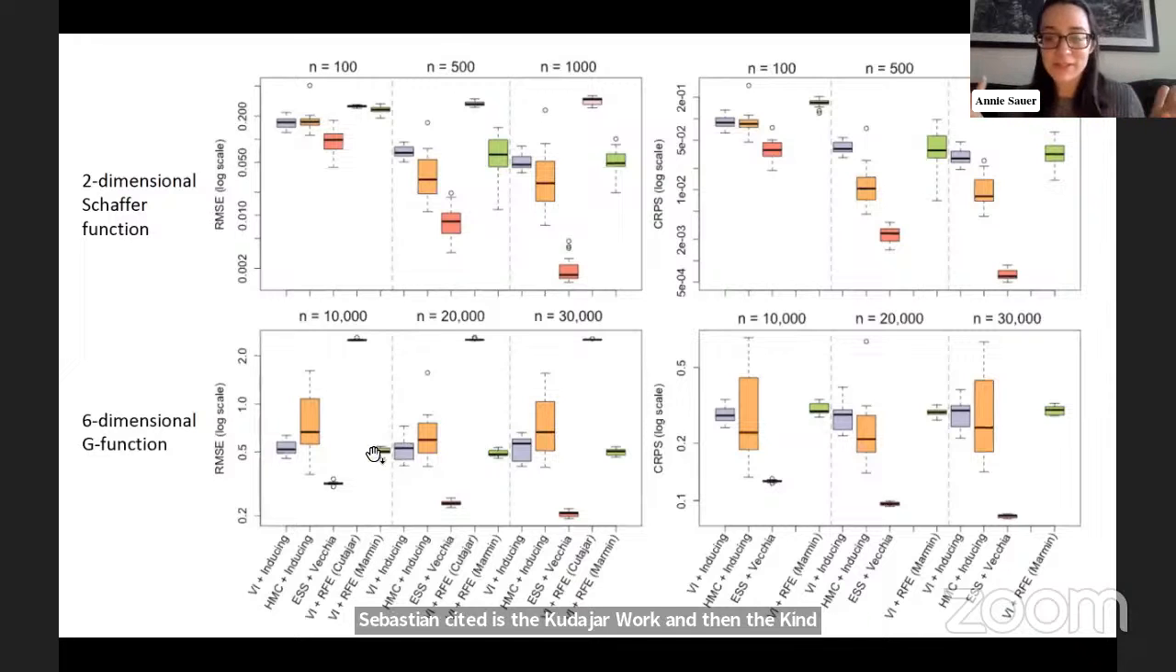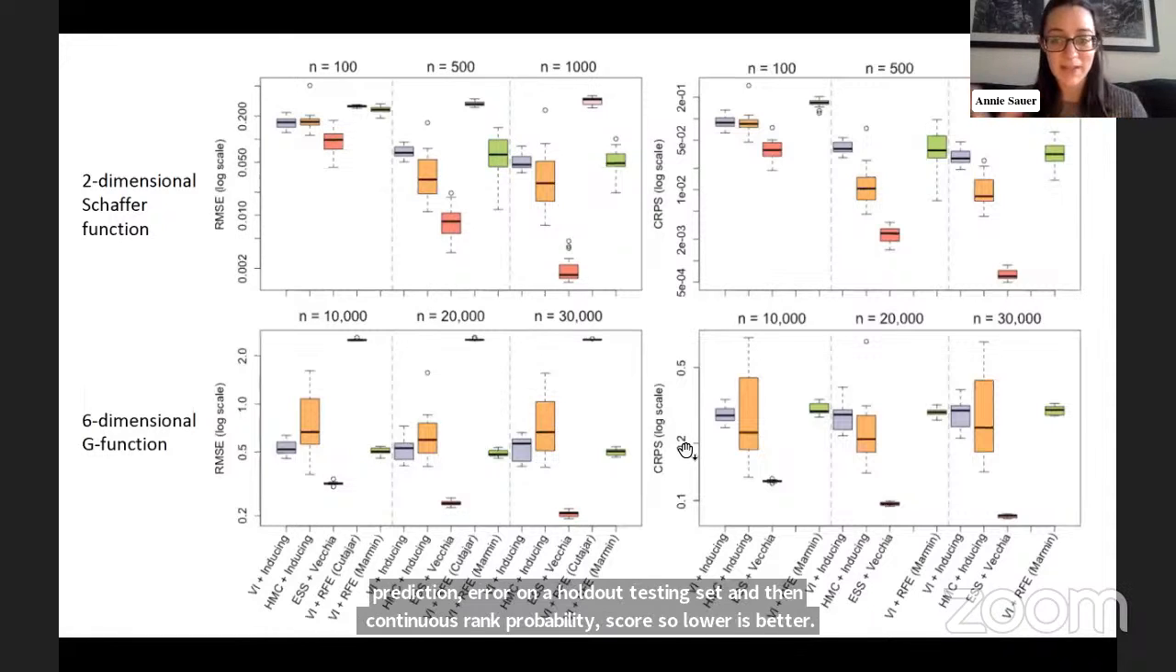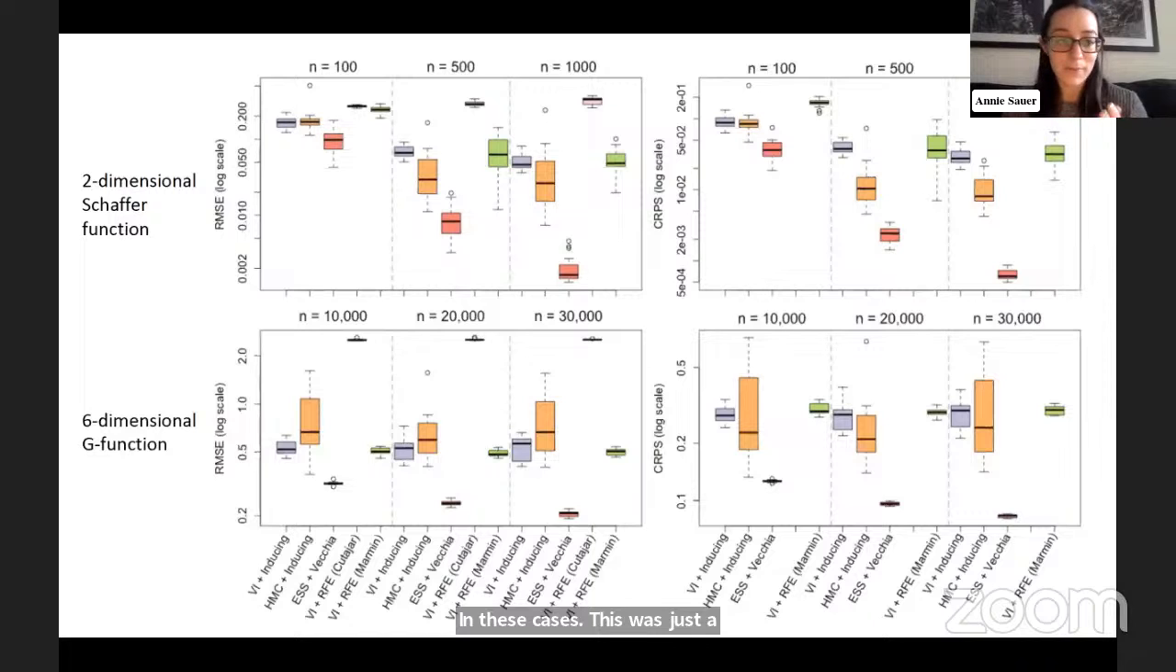And then we just did some simulations on a 2-dimensional example and a 6-dimensional example, with different training data sizes, and looked at how well they did on prediction error on a holdout testing set, and then continuous rank probability score. So lower is better in these cases. This was just a start to see which may be better.